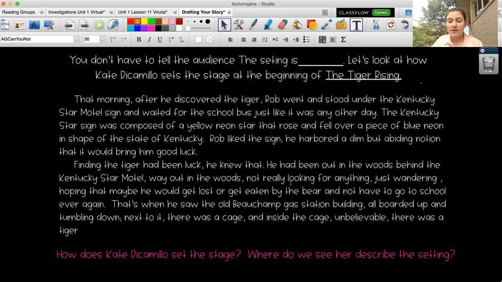So now we know that there's a big woods that's pretty deep because it said he was way far out in the woods. That's behind the motel, the Kentucky Star Motel, which is where he was standing by when he was waiting for the bus.